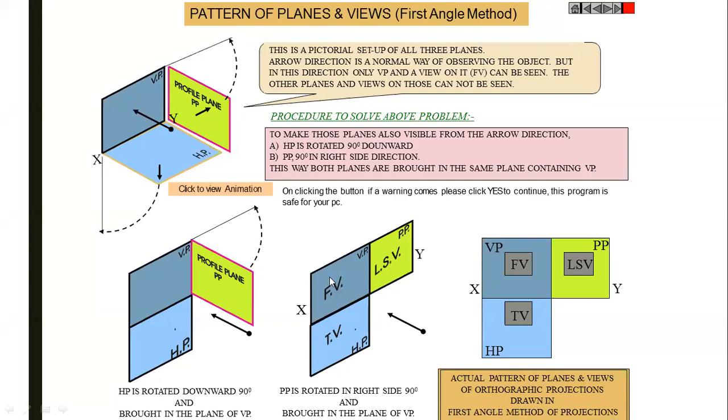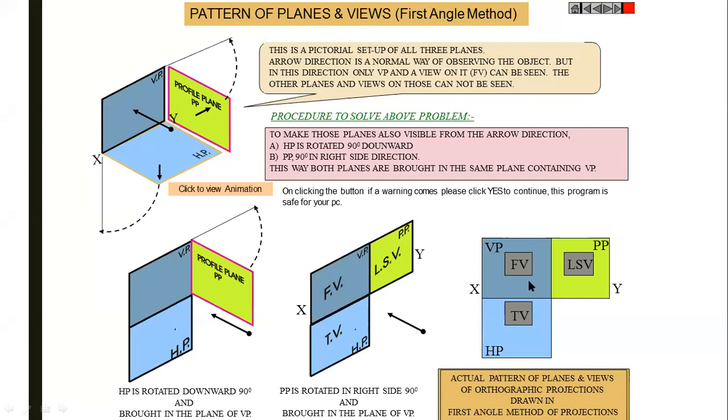So front view, top view, and left hand side view. Why left hand side view? This is our first angle projection method. Hence front view will be above the reference line, top view will be below the reference line, and we have to draw our side views with respect to front views. Hence left hand side view on the right side. If you want to draw right hand side view, we have to draw it on the left side over here.